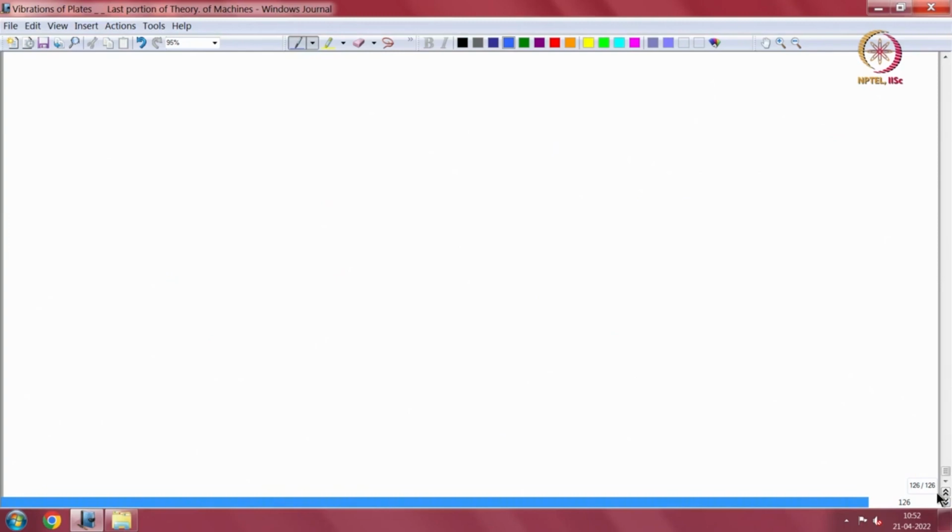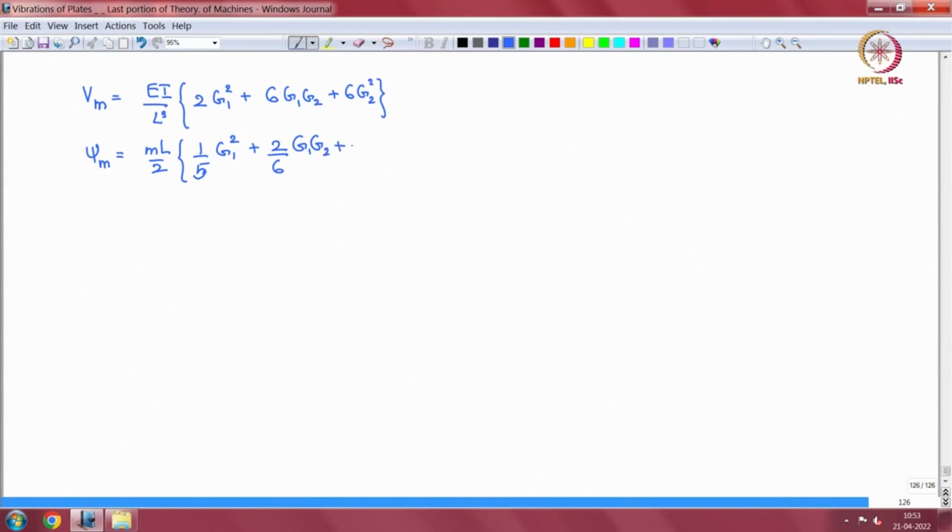Now if we substitute my f of x into this Vm and psi m and do the integrations, Vm becomes E I by L cube times 2 g1 squared plus 6 g1 g2 plus 6 g2 squared, and psi m becomes m L by 2 times 1/5 g1 squared plus 2/6 g1 g2 plus 1/7 g2 squared.